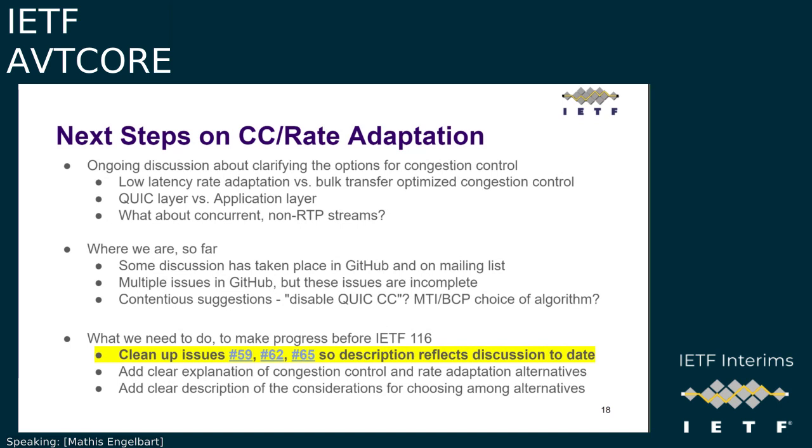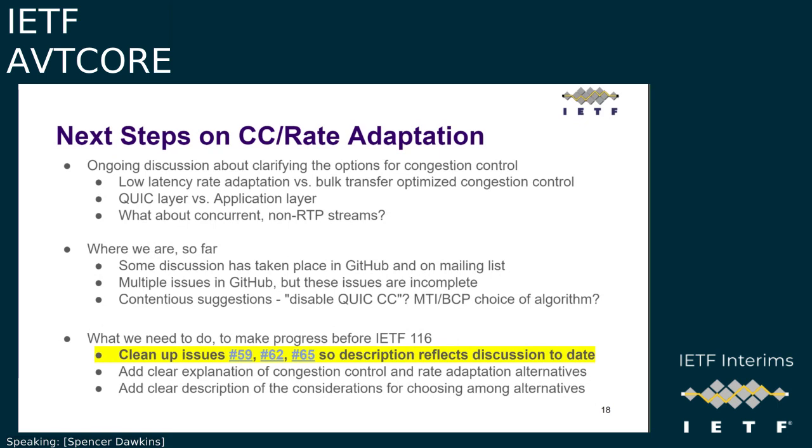If you want to join in, Spencer. Yeah, thank you, Mathis. Where we are so far is that we've had some good discussion in GitHub and on the mailing list. We especially appreciate the review that Vidi did and her engagement with us in GitHub.